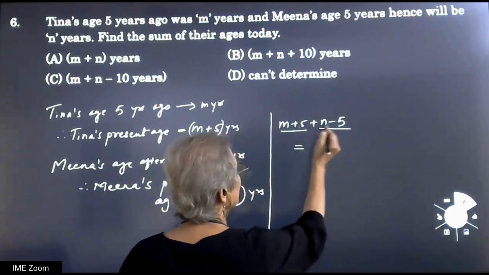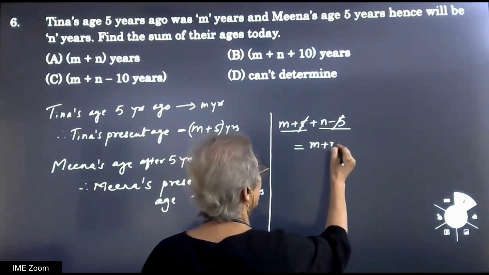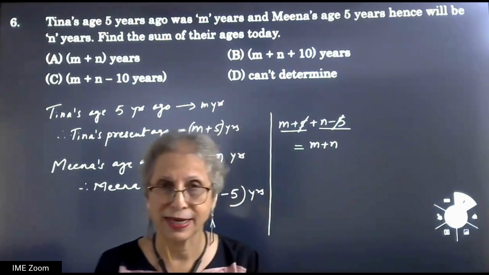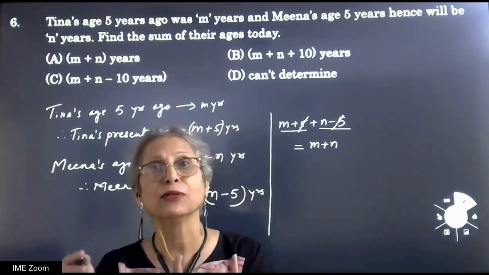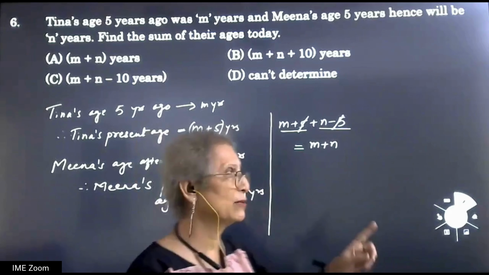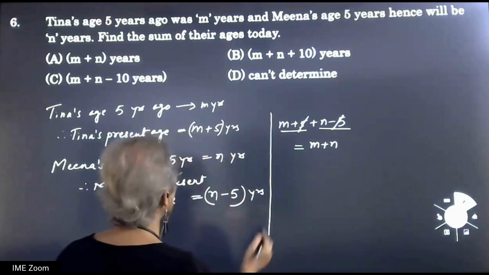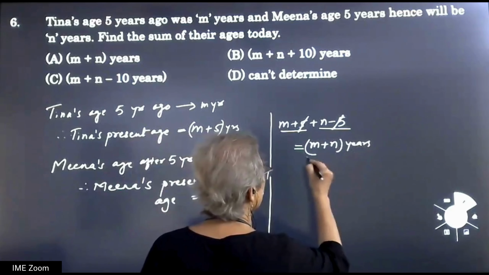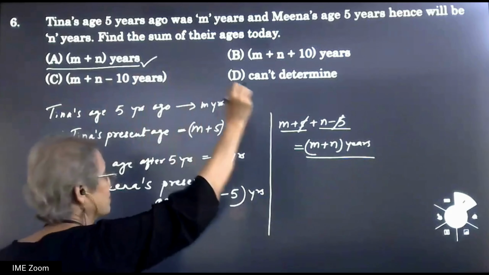Here plus 5 minus 5 will get cancelled and only M plus N will remain. These two cannot be added together, right? We cannot say MN. The meaning of MN is M into N, and we are not multiplying them together. So it is just M plus N. And then what's the option? Yes, years is important. Years. And therefore the option is A.